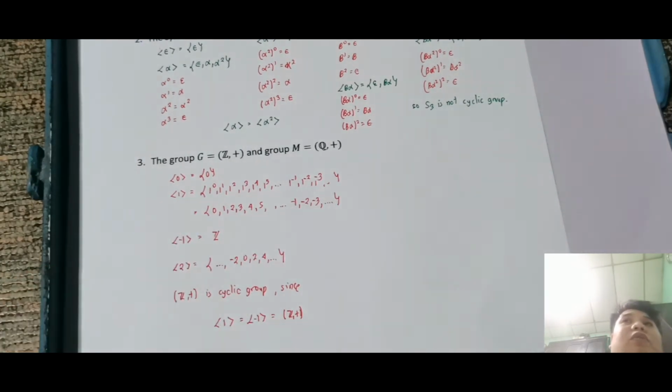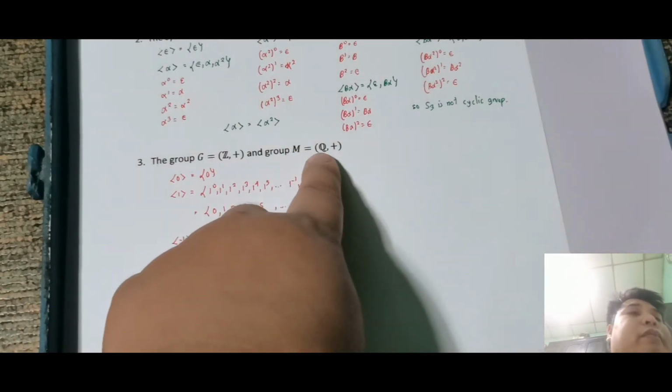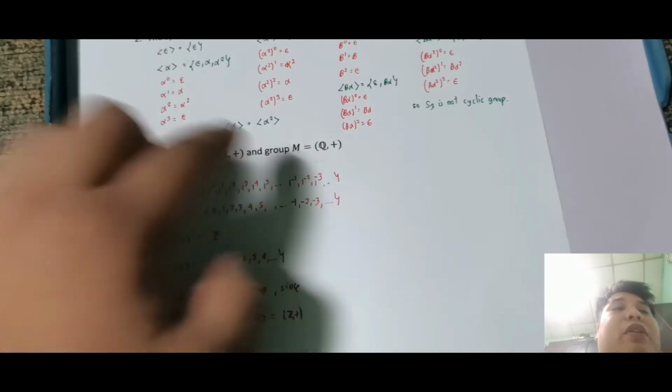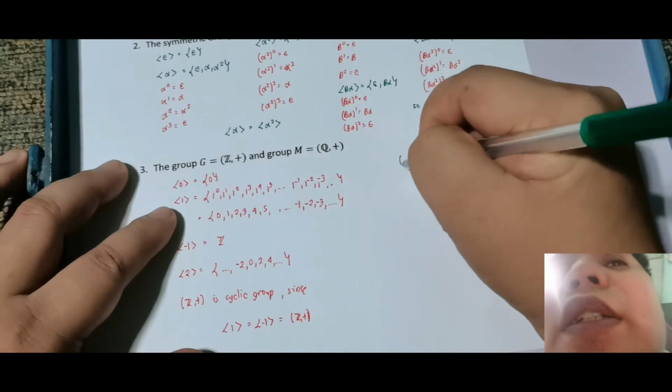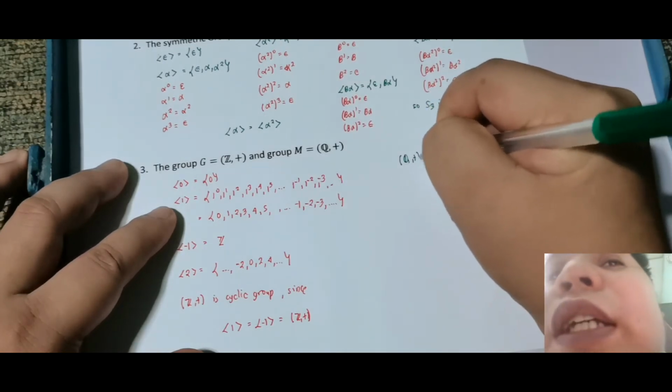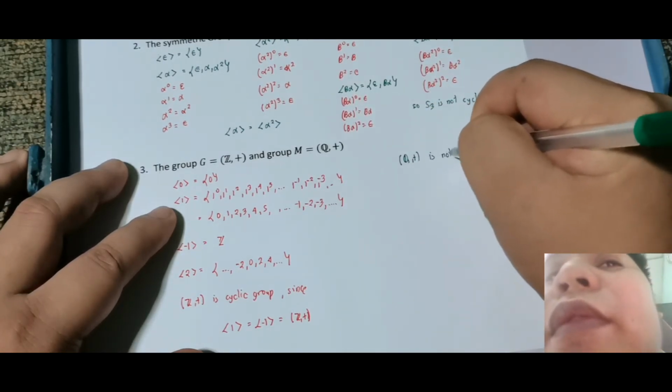Ngayon, pagdating kay Q, hindi niya kayang gawin yung ginagawa nito. Okay, kasi kay Q, kunyari, 1 raised sa 0. So, sir, pwede rin si 1 saka si negative 1. So, check mo lang ha. 1 raised sa 0 is 0. 1 raised sa 1 is 1. 1 raised sa 2 is 2. Pero, hindi niya nakukuha yung mga fraction. Okay? Walang element dito sa Q+. So, tandaan niyo na, walang element. So, Q, plus is not a cyclic group.